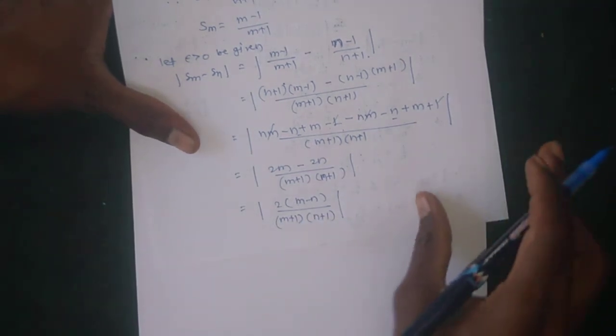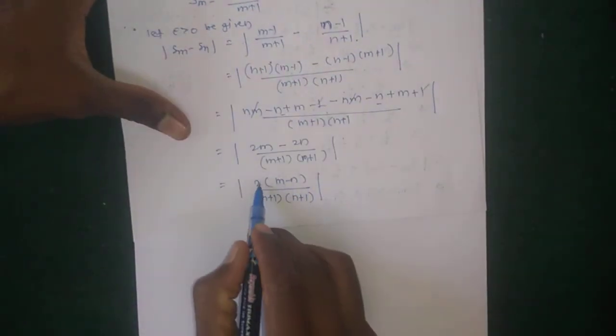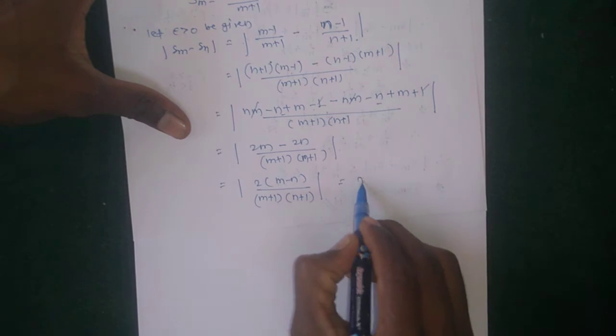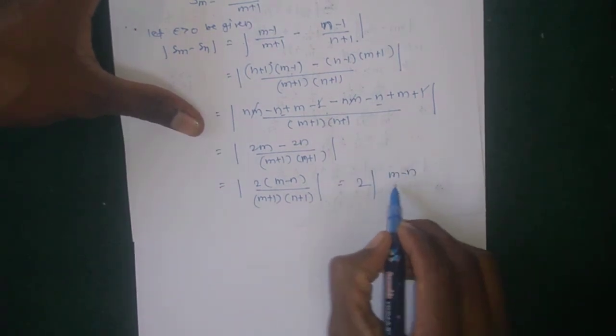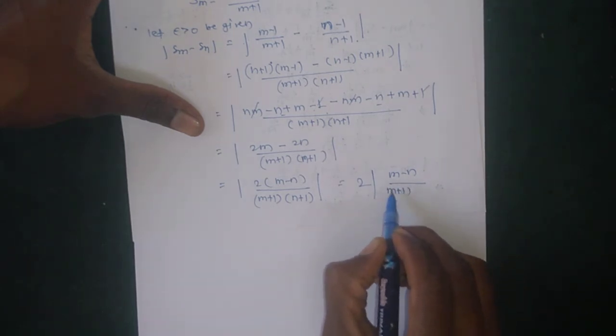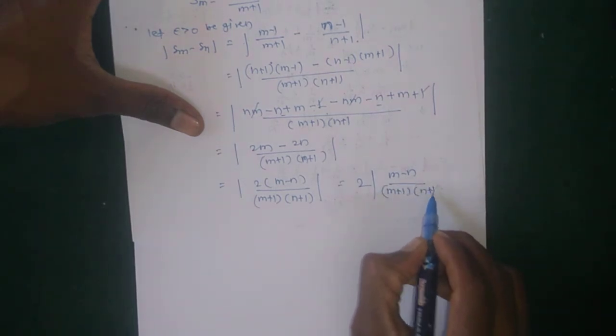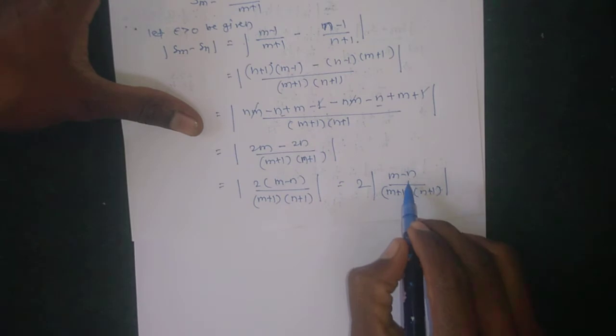Since 2 is positive, we take it outside the modulus: 2|m - n| divided by (m + 1)(n + 1). So now we need to convert this term into this term. How do we convert this?